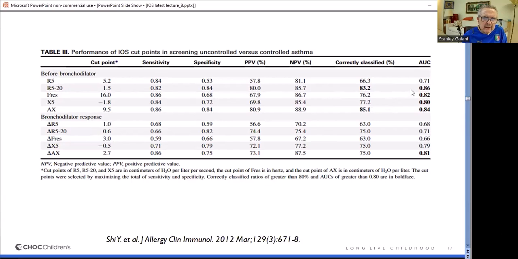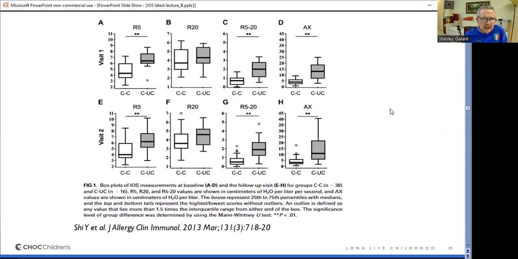And looking at area under the curve greater than 0.7, in this case greater than 0.8, was also found in R5 minus R20 and in AX, with X5 being 0.8, suggesting that oscillometry was a very good tool for detecting uncontrolled asthma. Our next experiment looked at whether oscillometry could predict those children that would have an exacerbation, say 8 to 12 weeks later or on their second visit.